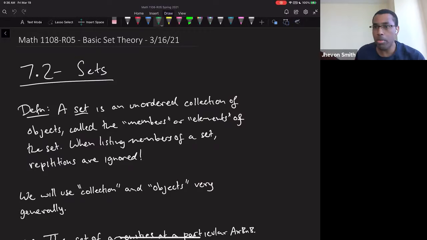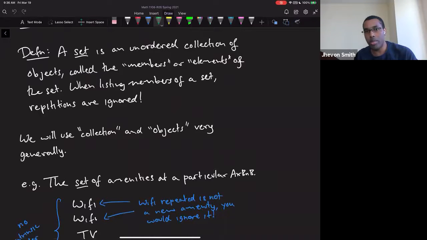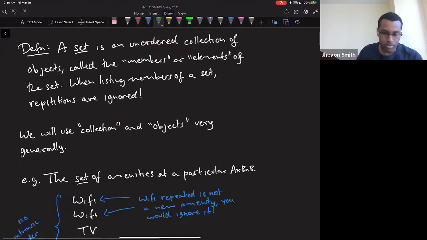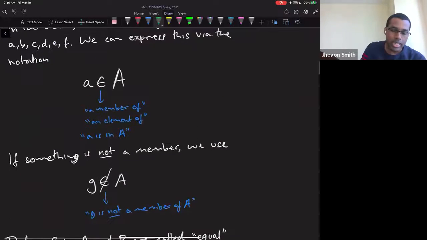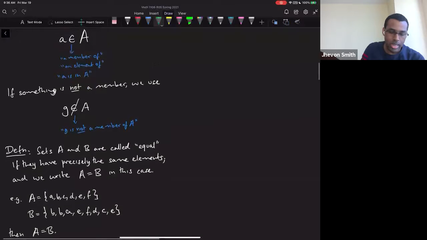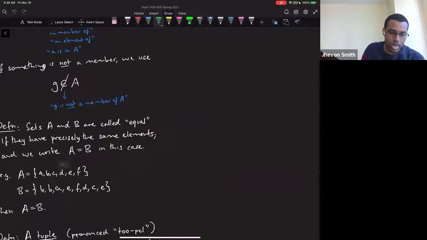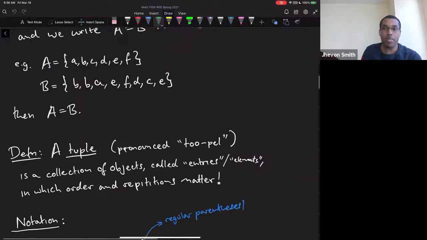So for the past couple classes, we've been talking about sets. A set is an unordered collection of objects in which we don't care about repeats. Many things can be modeled by sets, and this is how you write them down. You can name them with uppercase letters usually, and you can write them in something called the roster method. You can list them in those squiggly brackets. If you want to say something is in a set, you can use that symbol. Not in a set, you can use that symbol. Sets are called equal if they have precisely the same elements. So a set is defined by its elements.